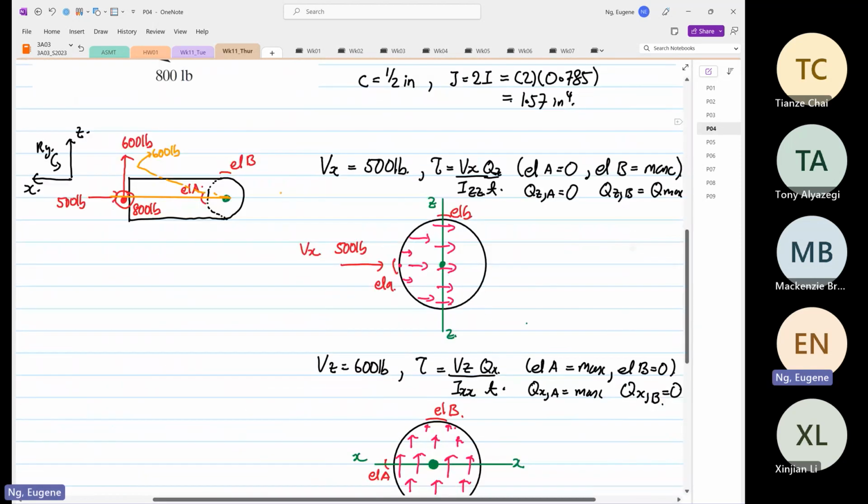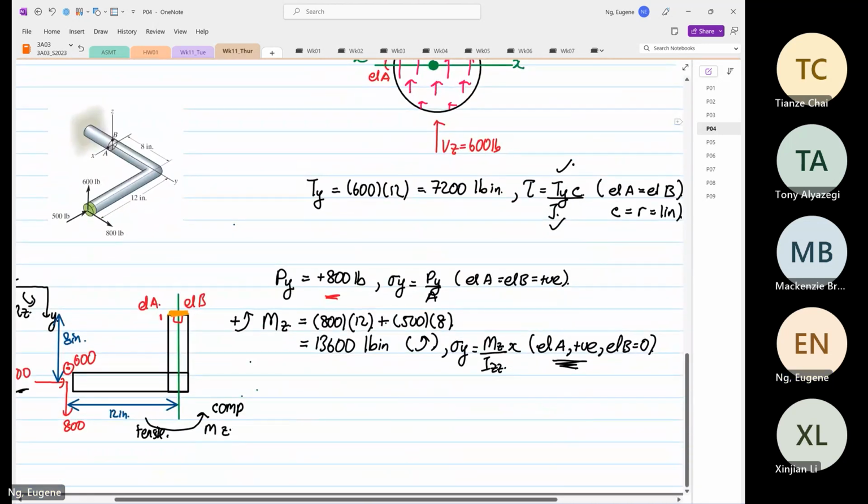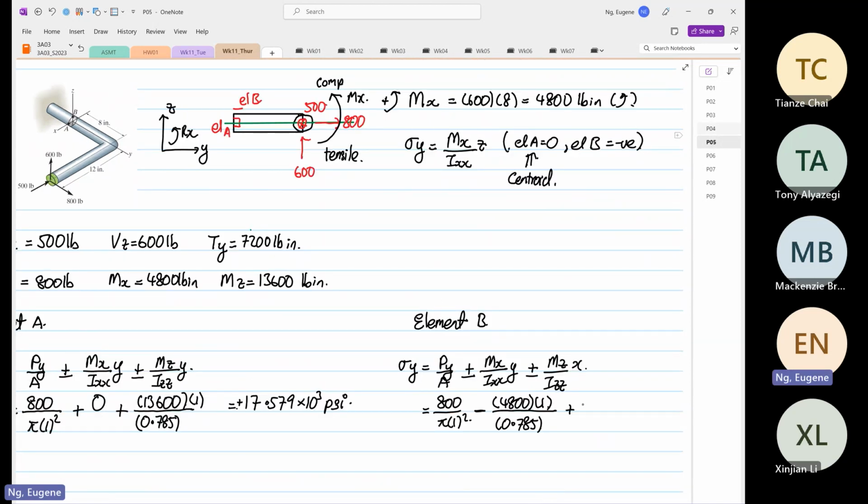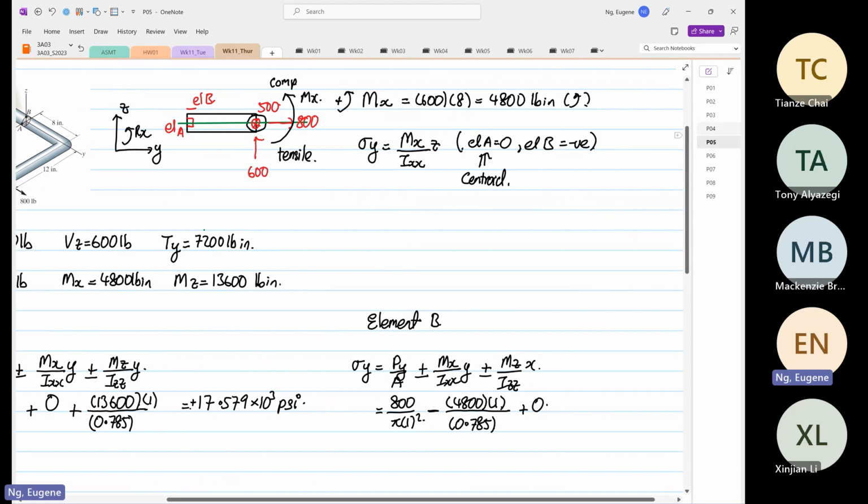Moment about Z for element B. We know that it is equal to 0. Moment about Z for element B, at the centroid, is equal to 0. That's why I encourage you all to do the analysis; it makes your calculation so much simpler. So this is equal to 800 divided by pi, minus 4800 divided by 0.785, which is equal to minus 5.86 times 10 to the power 3 psi.